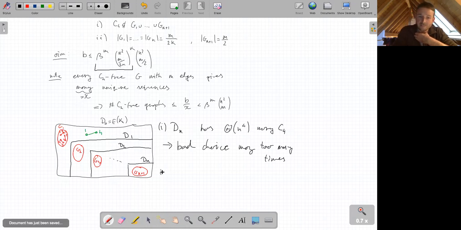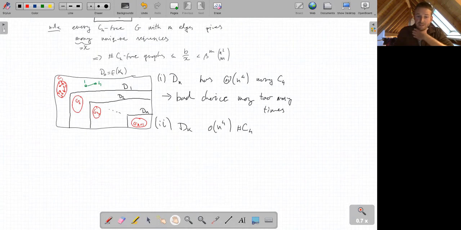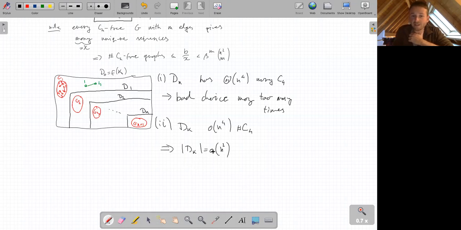The second thing that can happen is that DK has a little lower than n to the 4 copies of C4. But then what does it mean? Because C4 is a bipartite graph, if the set DK had order of n squared many edges, then we would have order of n to the 4th many copies of C4. But because we know that's not the case, that means that DK is really tiny.